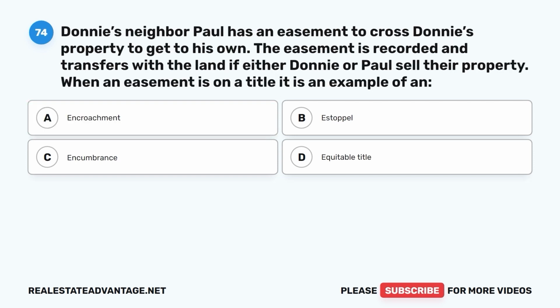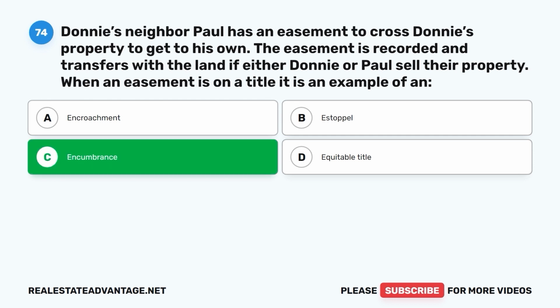Question 74. Donnie's neighbor Paul has an easement to cross Donnie's property to get to his own. The easement is recorded and transfers with the land if either Donnie or Paul sell their property. When an easement is on a title, it is an example of an A. Encroachment, B. Estoppel, C. Encumbrance, D. Equitable title. The correct answer is C.